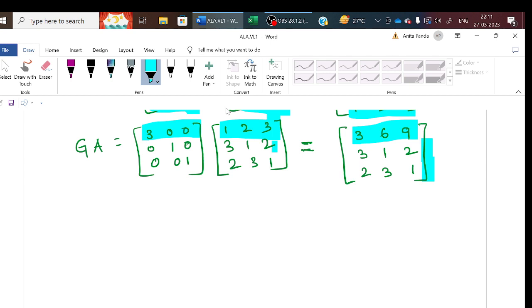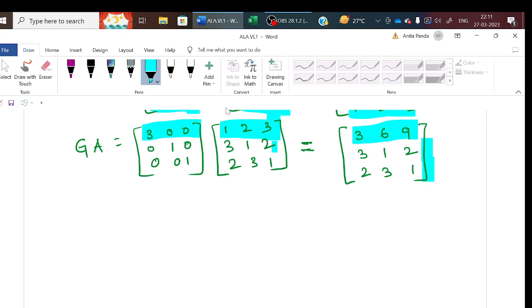Now, how did I get G? By multiplying its first row by 3. Now, from G, how will I get the identity matrix? If I divide my first row by 3, I will get the identity matrix. So that is my inverse.